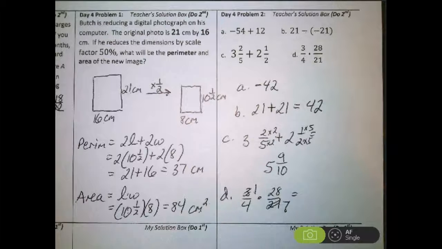4 and 28, we could reduce those. 4 divides by 4, leaving 1. 28 divides by 4, leaving 7. We could multiply right now and then reduce, or notice that there's even more reducing that can take place. 7 divides by 7 once, and 7 divides by 7 once. Hey, when we get done doing all of this reducing, some people call this cross-canceling, notice that multiplying everything together, we just get an answer of 1.